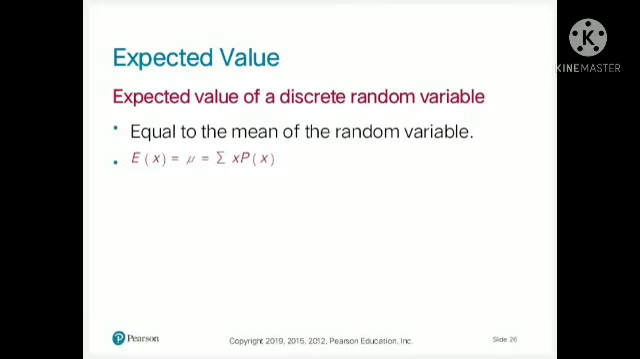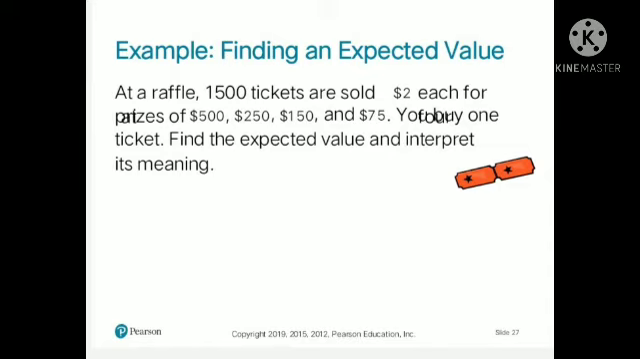The expected value of a discrete random variable is equal to the mean of the random variable. So the formula is just equal to the mean, the summation of x times the probability of x. So let us have this example. At a raffle, 1,500 tickets are sold at $2 each for prizes of $500, $250, $150, and $75. You buy one ticket. Find the expected value and interpret its meaning.